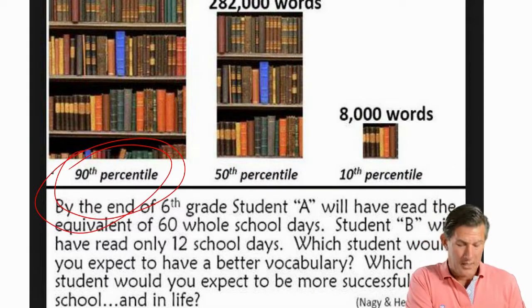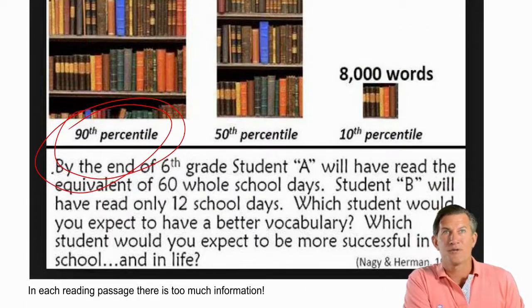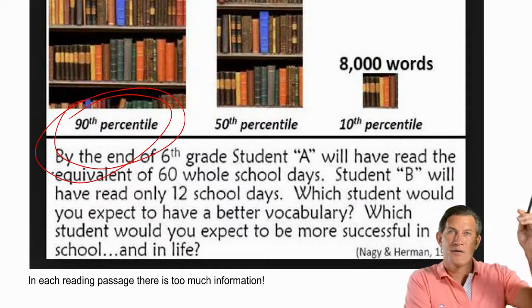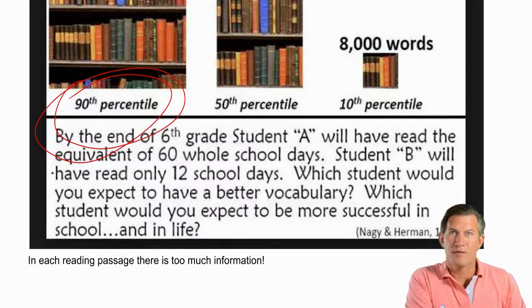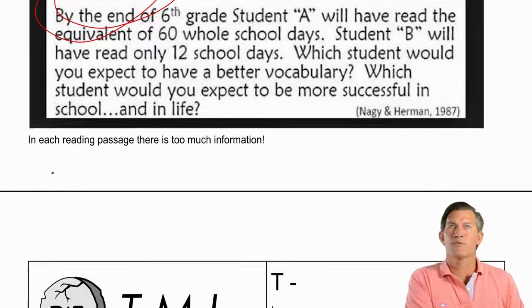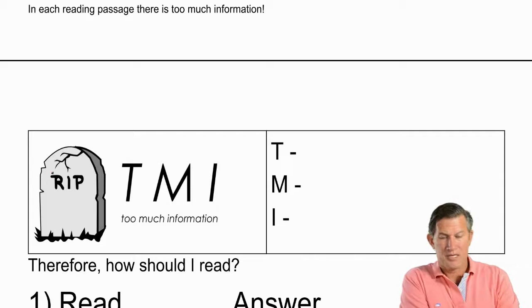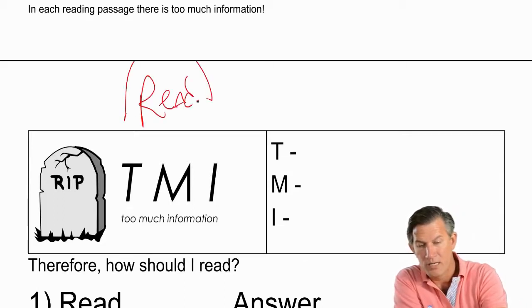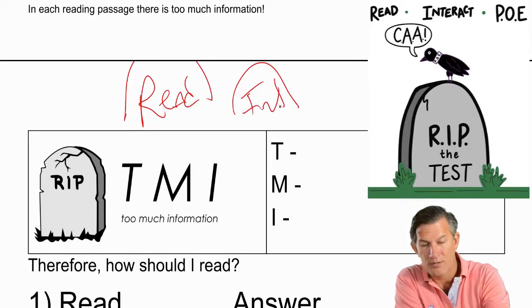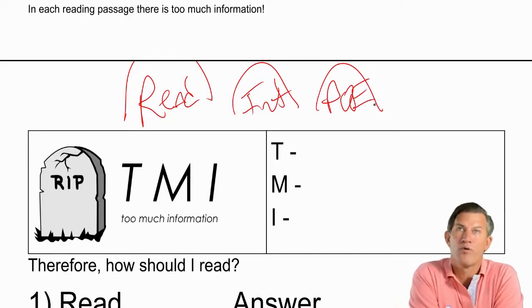Reading is important. Reading's how you become more interesting. It's how you know stuff, and good test takers are good readers. So it's really hard to teach you how to be a good reader in a couple weeks or in a boot camp, but you need to take care of the reading on your own. Now we remember what RIP the test means. RIP the test means, not rest in peace, read, interact, and then process of elimination. These are your four cornerstones.